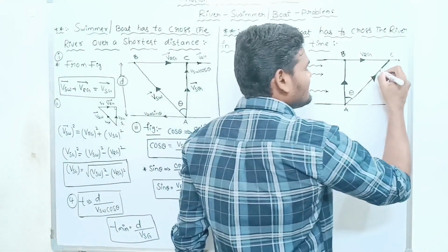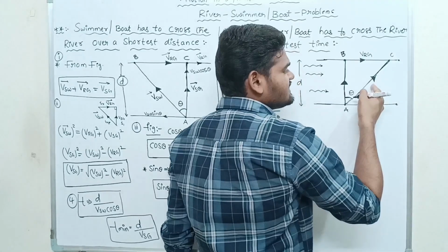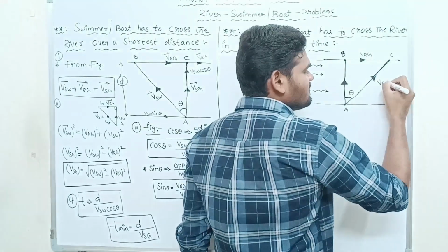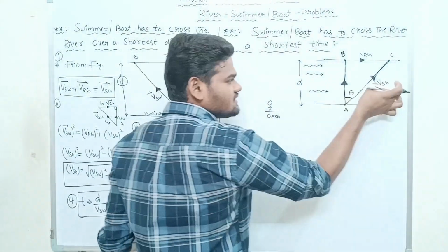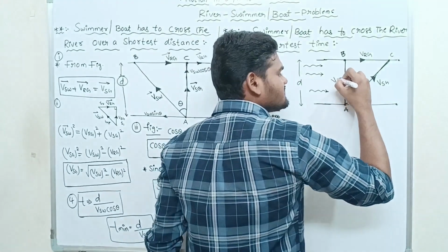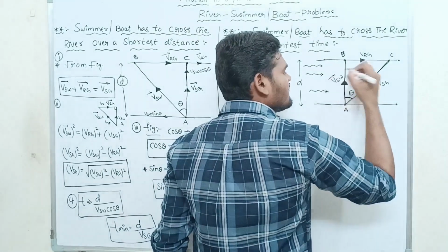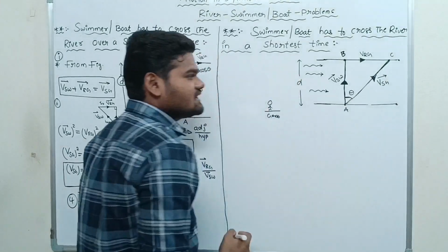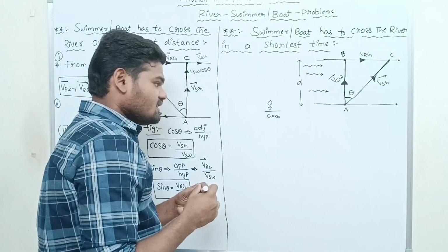So are you getting? Right. Very good. Now what is this? This is the velocity of swimmer with respect to ground because he is observing. Now what is this? Velocity of swimmer with respect to water. Any doubt?